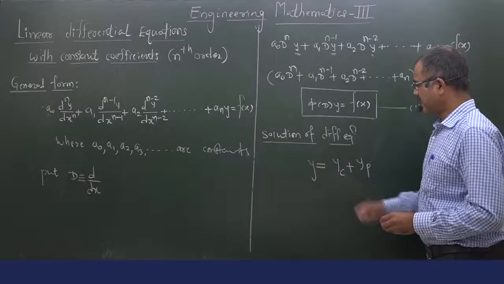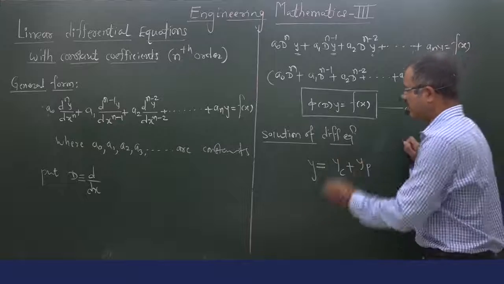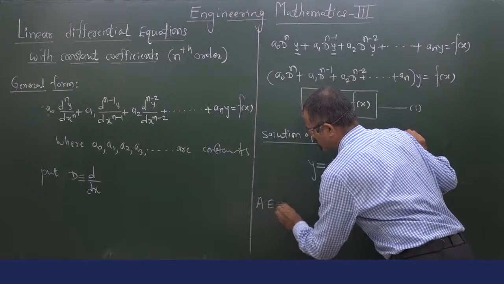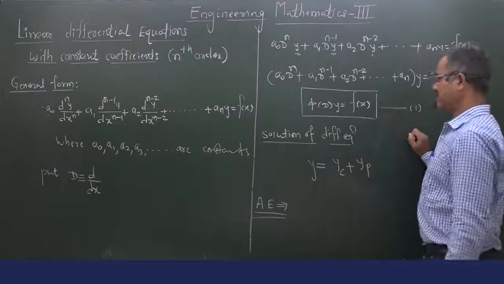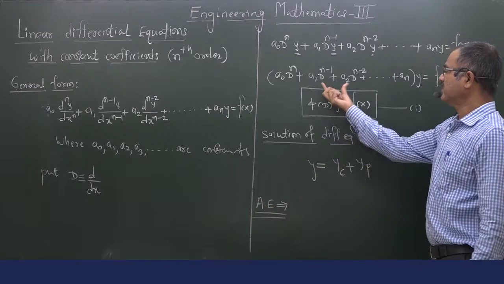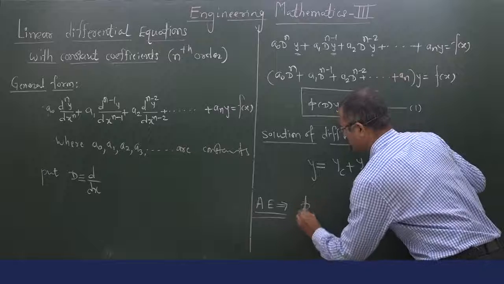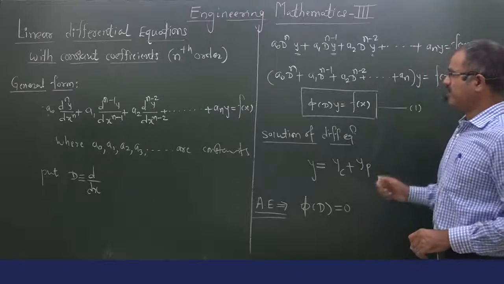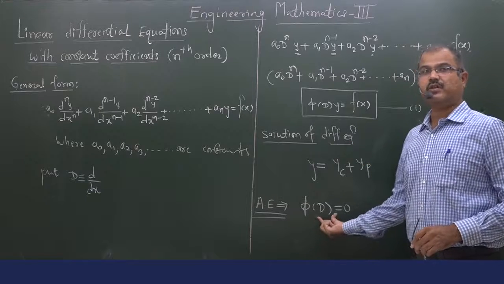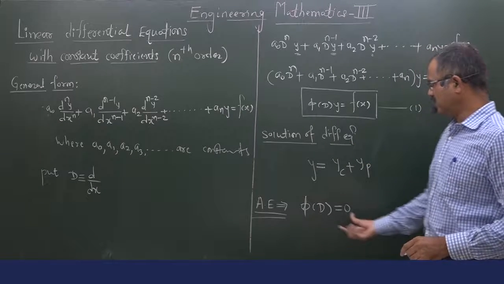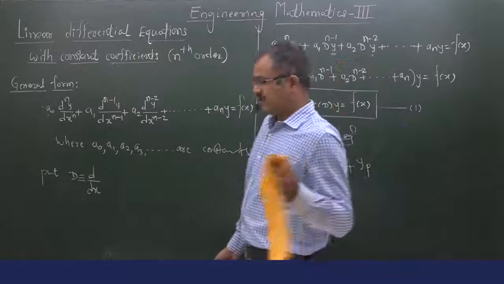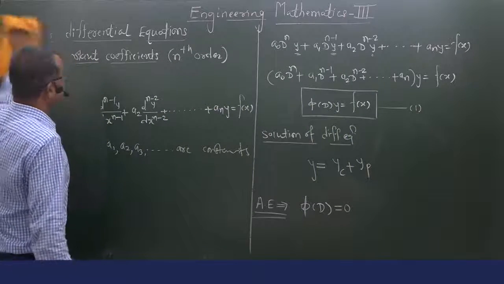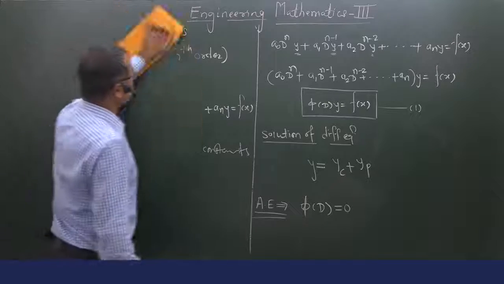For complementary function, we have to first find out the roots of auxiliary equation. So what is auxiliary equation? Auxiliary equation is, if you put this polynomial equal to 0, phi of D equal to 0 or f of D equal to 0, this equation is called as an auxiliary equation, which is helpful to find the solution of differential equation.